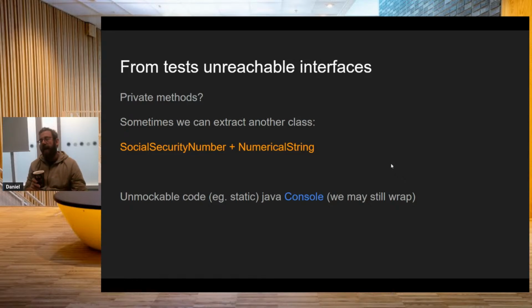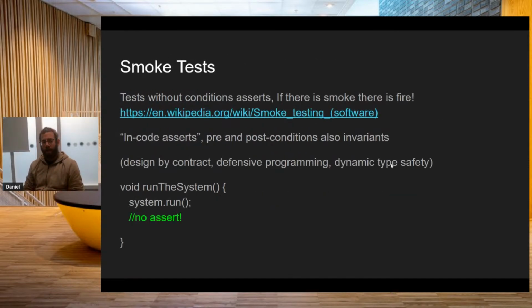We can still have stuff that is hard to test or unreachable interfaces, for instance, when we have final classes like the console. In that case, we wrap the console class in our wrapper class, and we provide our own interface, and therefore we can mock our own class. Okay, more problems.